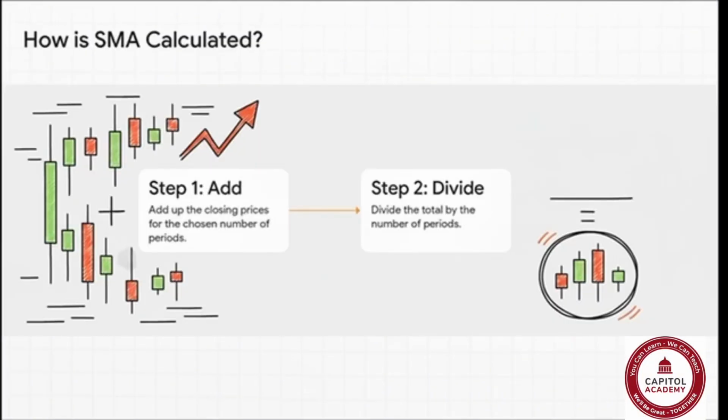And the calculation? It's literally as simple as its name. If you want a 20-period SMA, you just add up the closing prices of the last 20 candles and divide that total by 20. That's it. That simple math is really the key to understanding how it behaves.